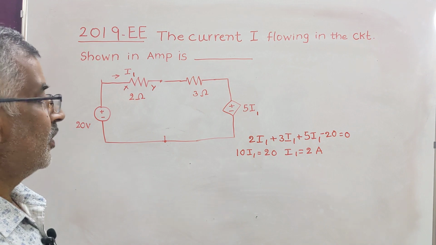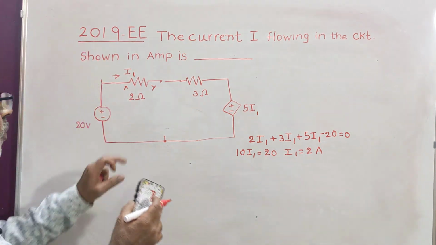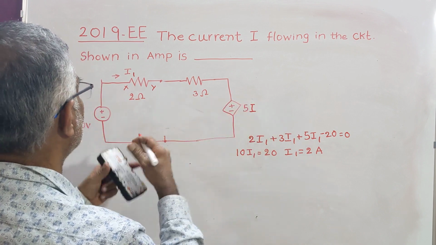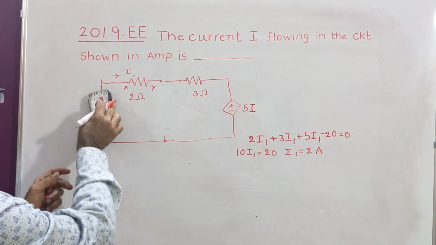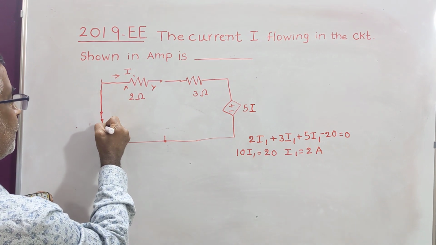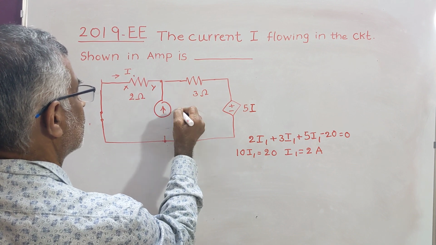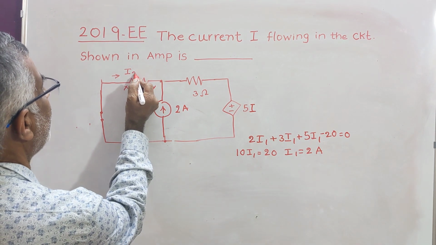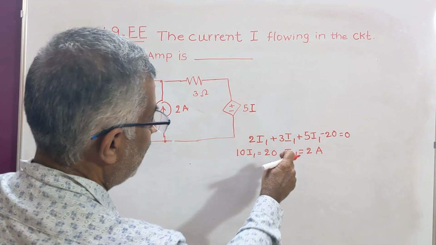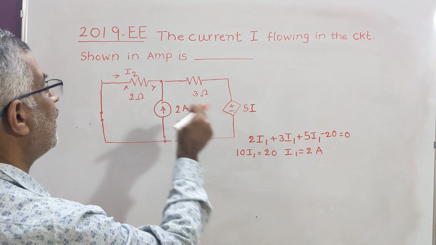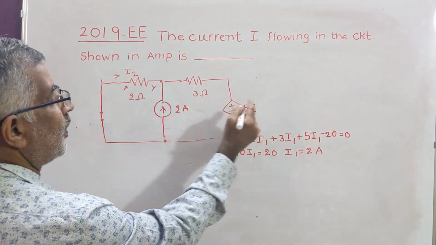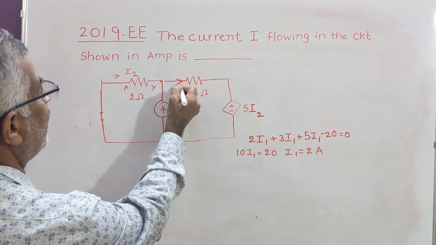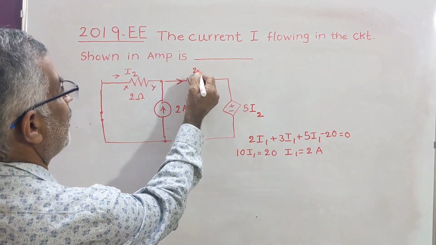I1 equals 2 amperes. Next, I consider the 2 amp source, and I will short the 20 volt source. I will call this current I2. Now this becomes 5I2. Now I2 is flowing like this, and 2 amperes is like this, therefore this current is I2 plus 2 plus I2.